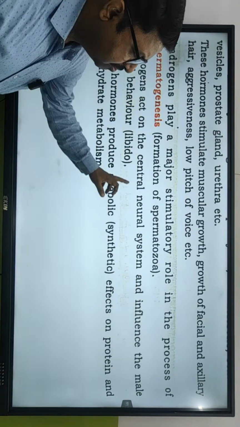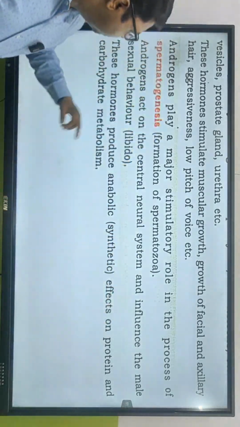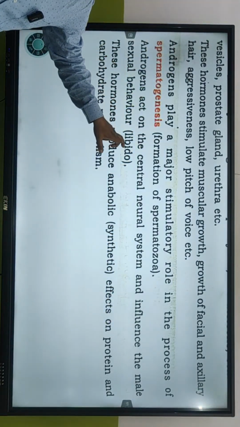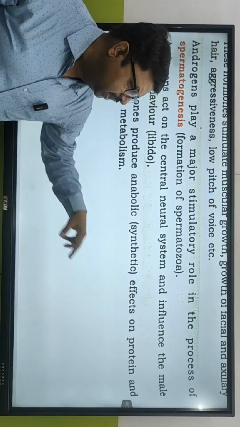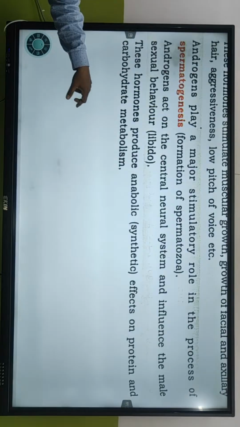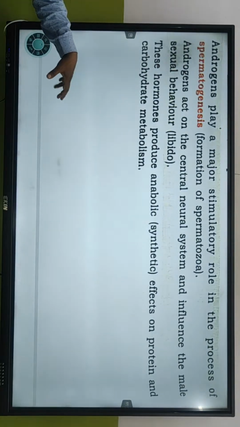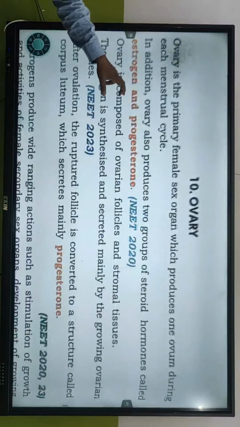Androgens act on the central nervous system and influence male sexual behavior, that is libido. These hormones produce anabolic, that is synthetic, effects on protein and carbohydrate metabolism. So they help in protein and carbohydrate metabolism also. It's very, very important. Fine.